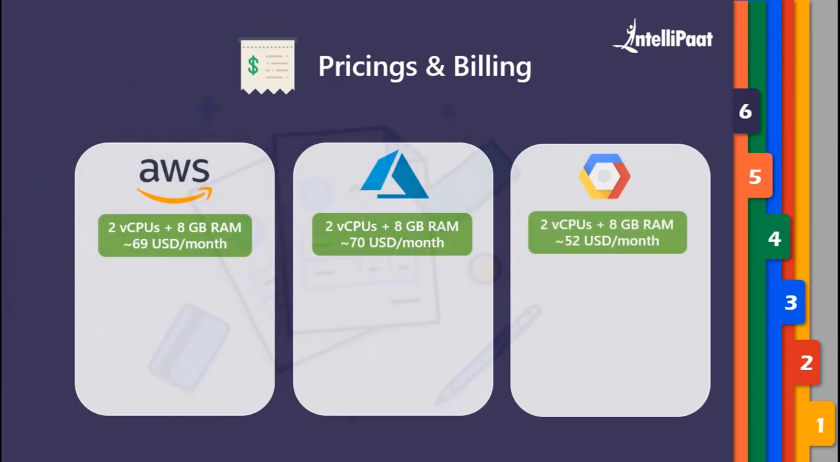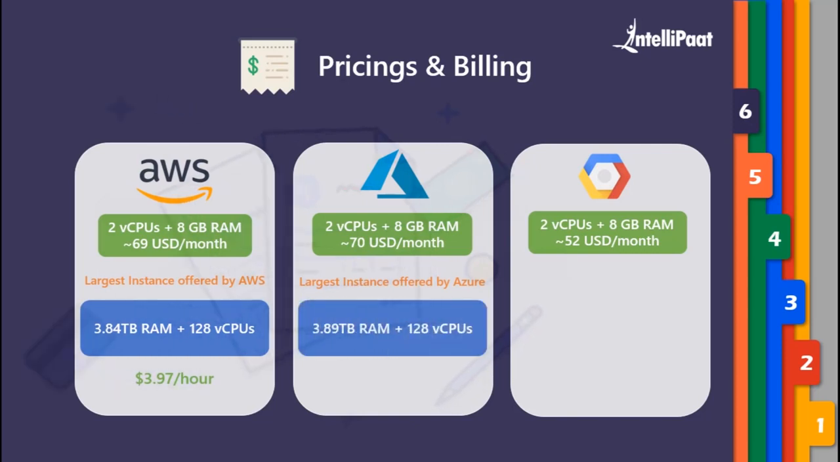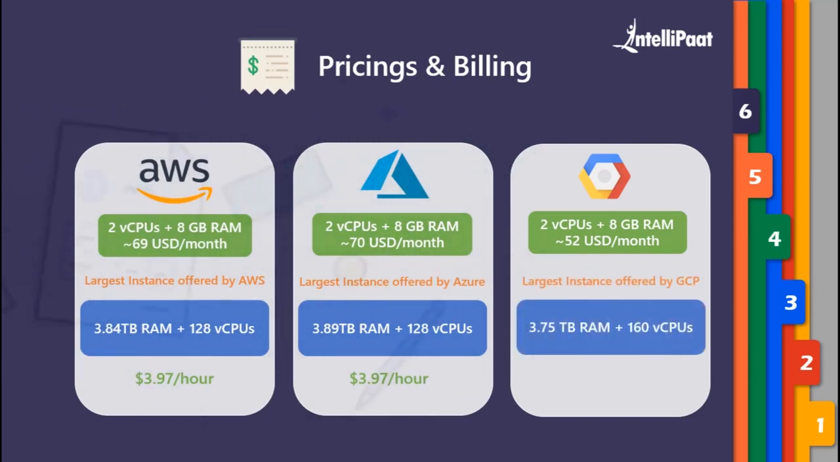Now the largest instance offered by AWS is of 3.84 TB of RAM along with 128 virtual CPUs, which will cost you around $3.97 per hour. Azure on the other hand offers 3.89 TB along with 128 virtual CPUs, which cost you around $6.79 per hour. And in case of Google, this is where Google takes the lead with a whopping number of 160 virtual CPUs with 3.75 TB of RAM, which will cost you around $5.32 per hour, which I believe is much cheaper in terms of virtual CPUs provisioning as compared to AWS and Azure, right?